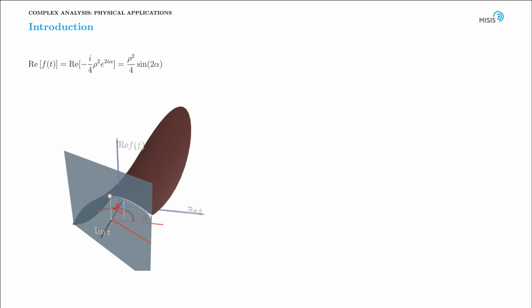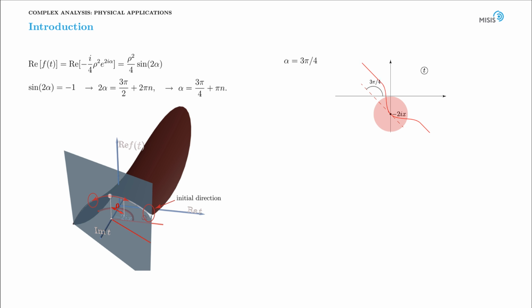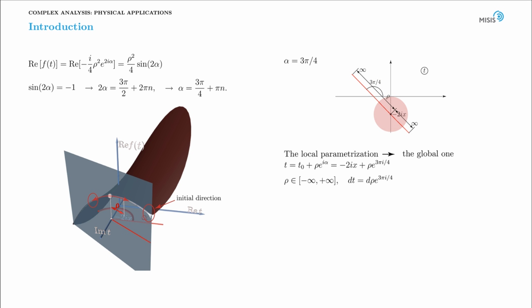The steepest descent corresponds to the maximally negative deviation from the saddle. So we choose alpha such that sine of 2 alpha is equal to -1, and the trigonometric equation is trivially solved. Here integer n reflects the fact that the saddle can be passed in two possible directions. In our case, direction 3 pi by 4 is obviously the right one, as it corresponds to the general direction of motion along the contour. And we turn it into a straight line. The local parameterization, therefore, becomes the global one for the entire contour.